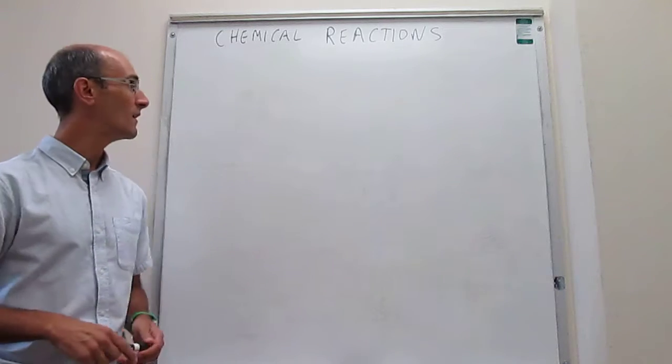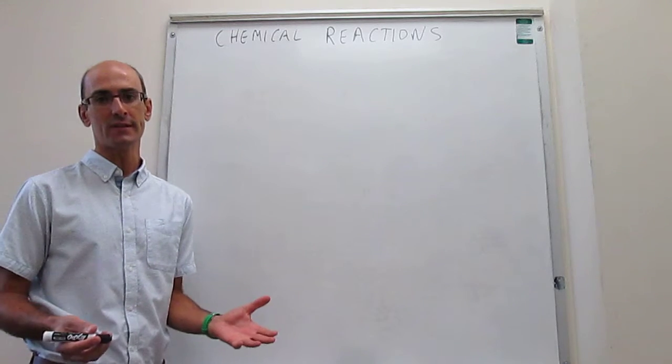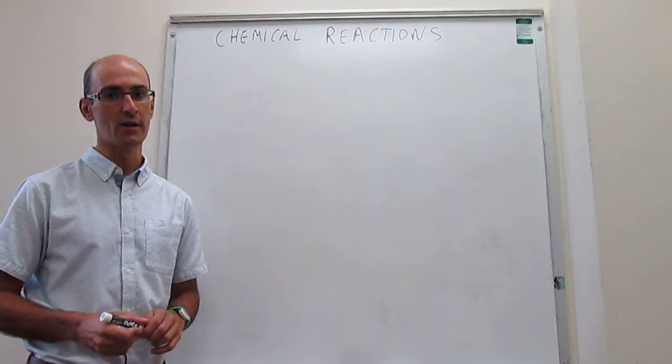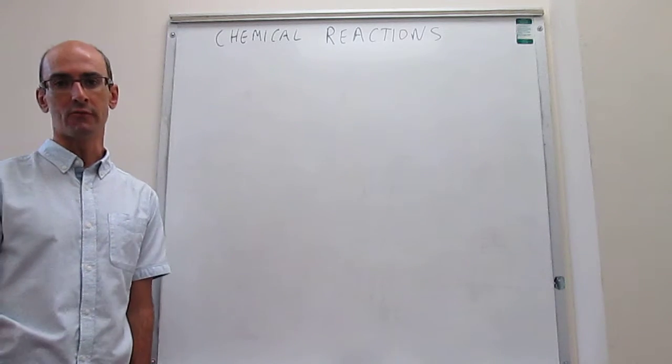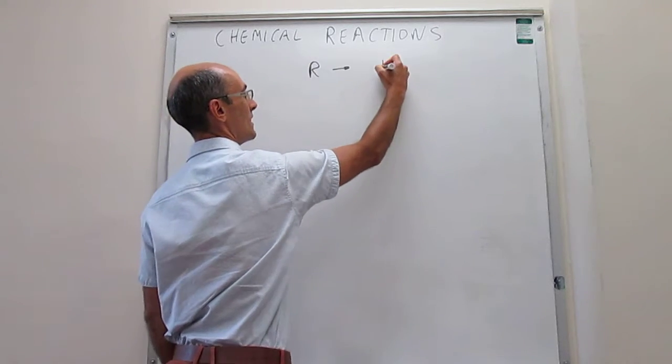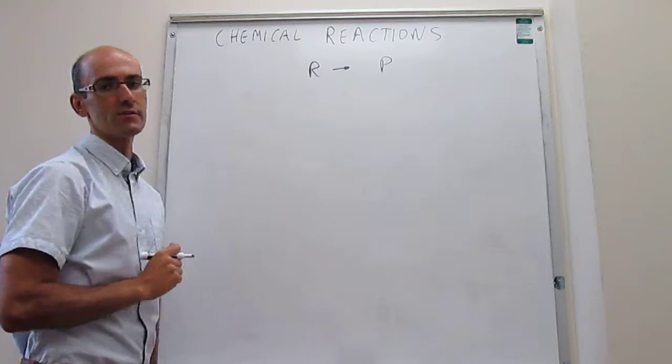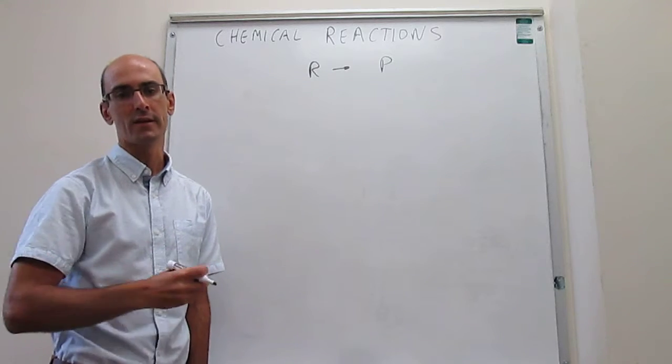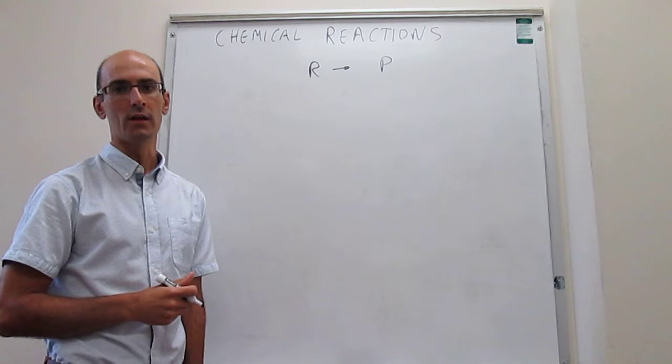Okay, so when we think about a chemical reaction, there's various ingredients that we have to consider. The first one is that you're going to have a set of reagents and a set of products. So you will have a reagent or a set of reagents, and that turns into a product or a set of products. And again, we have to specify quite well what those are.